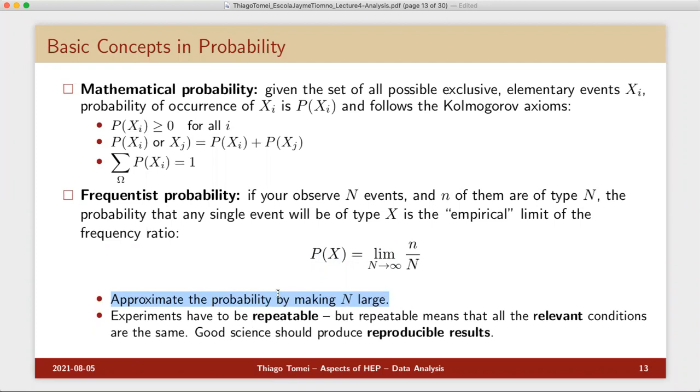One caveat is that the experiments have to be repeatable. And repeatable should mean that all the relevant conditions are the same. So if you're, let's say, flipping coins, you should flip the same coin, or at least coins that are identical for all purposes. But what does identical for all purposes mean? This is part of the experimental setup that you have to take care of.